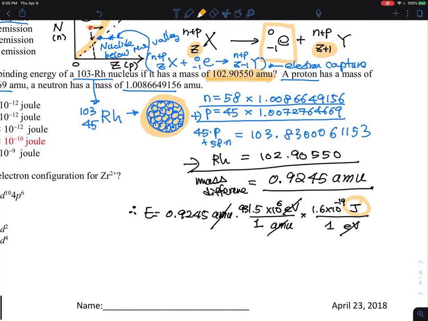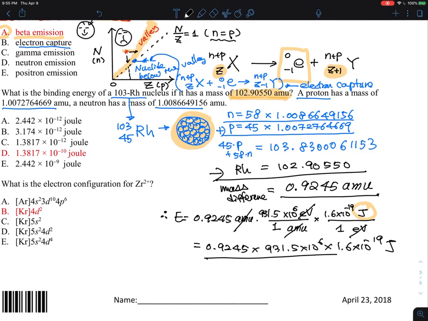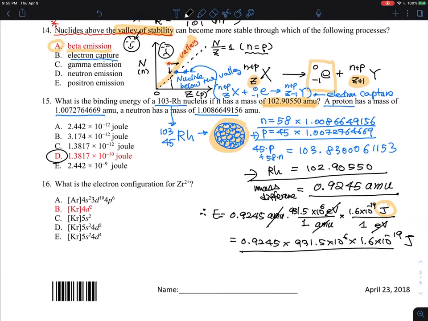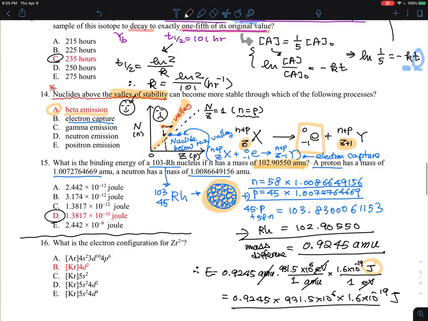The joule. And then you just multiply all of this: 0.9245 times 931.5 times 10 to the 6 times 1.6 times 10 to the minus 19, and the result will be in joules. If you do that, you will get this number. That's the number you will get by solving this problem. So this is the end of it for the exam on nuclear chemistry.